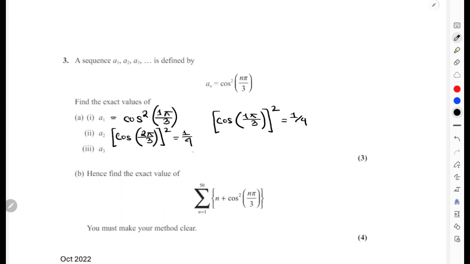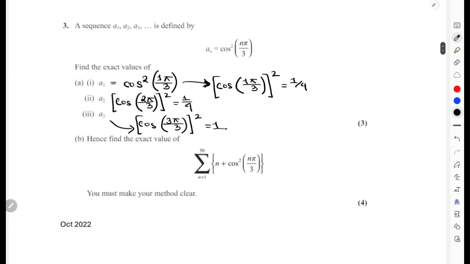Lastly, for a3, I'm going to write cos 3 pi by 3 and the entire thing under a square. But this is obviously going to be just pi, right? Because 3 pi by 3 is eventually just pi. So it will be 1. So these are the values. For a1, that is 1 by 4. For a2, it is still 1 by 4. And for a3, the value is 1. And part A is done.